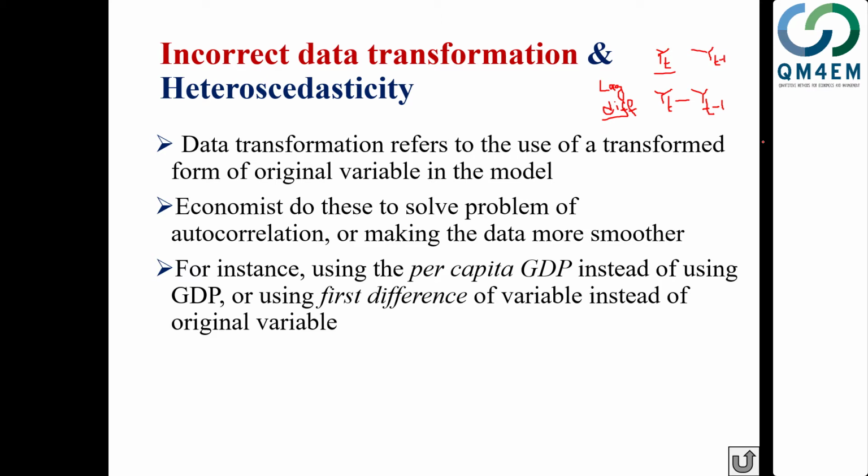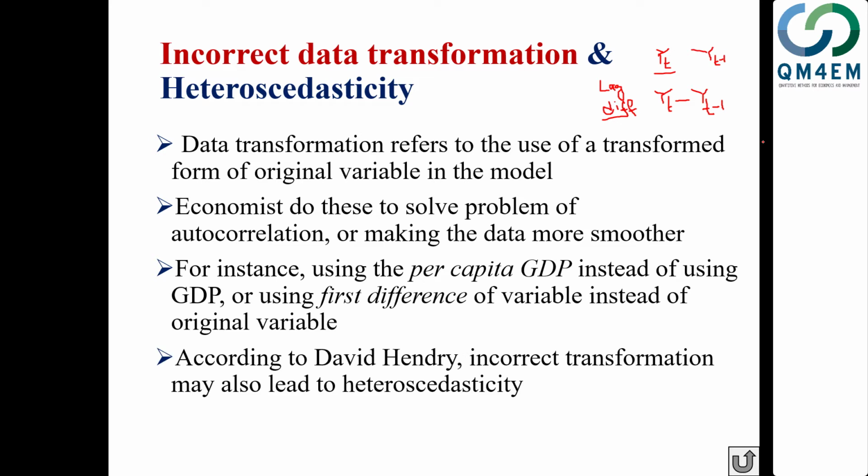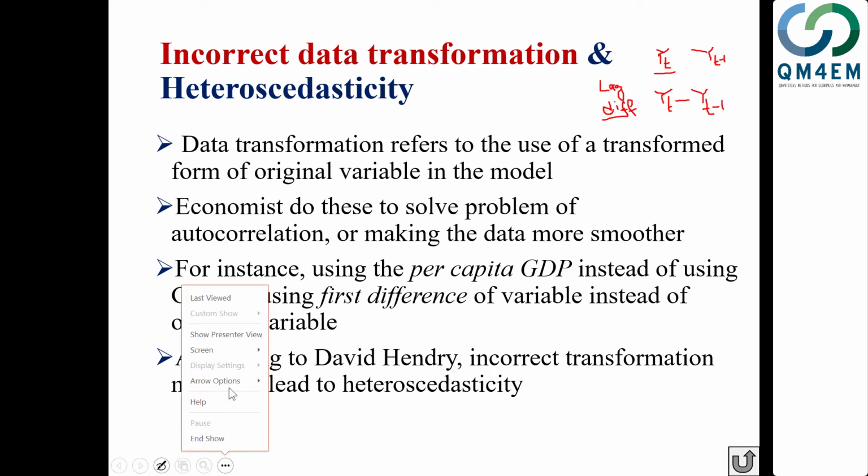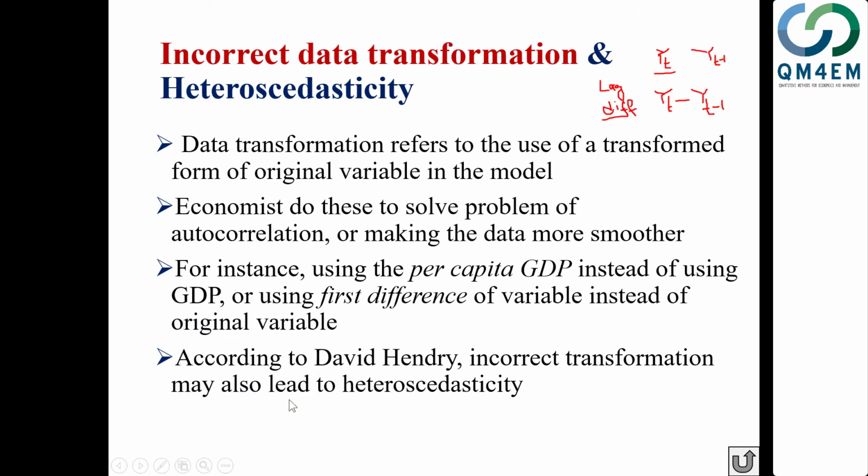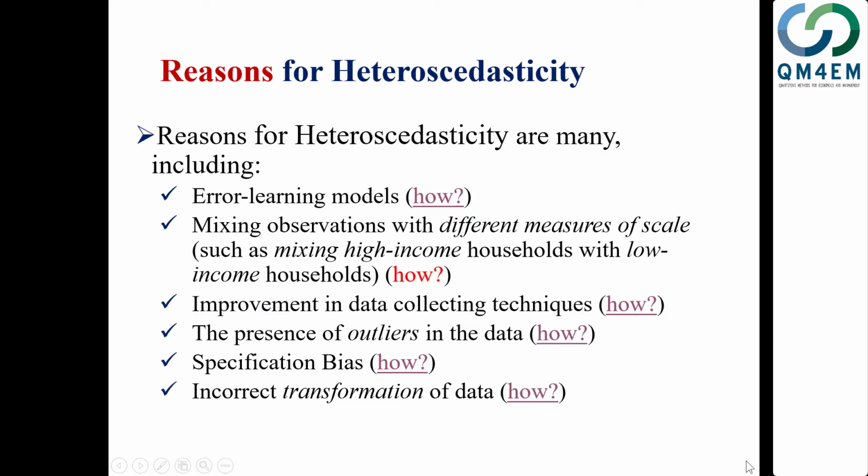But at the same time, if incorrectly done, these transformations can introduce the issue of heteroscedasticity into your data, as per David Hendry, a well-known, renowned world econometrician. He says when you do these incorrect kinds of transformation, that can lead you to the problem of heteroscedasticity. So these were some highlights of what can cause heteroscedasticity. We mentioned 5 or 6 reasons that can lead to the problem of heteroscedasticity.